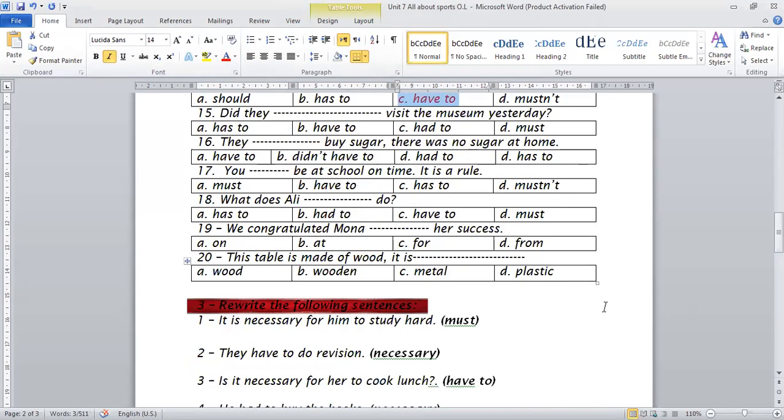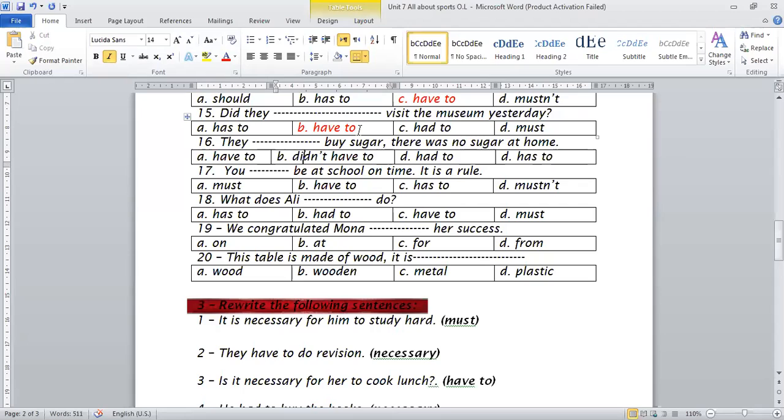Did they visit the museum yesterday? If you find do or does or did, you will use it here. Who can tell me? Yes, Zena. Had to. No. If you find do or does or did here, you will use the infinitive. The infinitive of all of them, has to or have to or had to, will be have to. It's okay? If you find do or does or did, you will use have to.